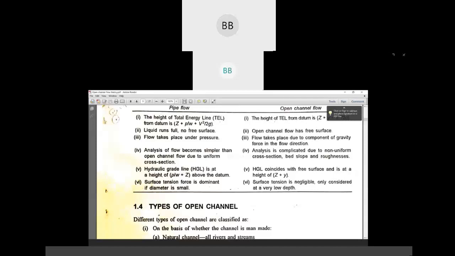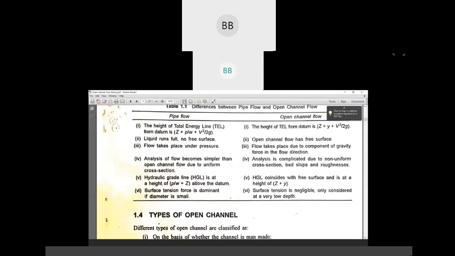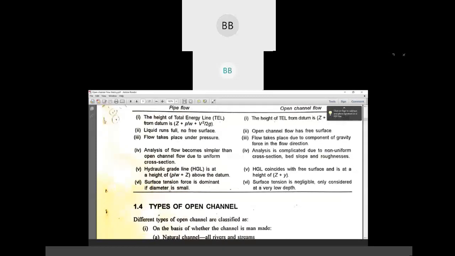Definitely the hydraulic gradient line is the same, but the potential energy head is P by W here, and for open channel it's Z plus Y. So that is the only difference. Surface tension force, that we have already discussed, we consider in pipe flow, whereas in open channel that surface tension we mostly neglect. Here it's written, only considered at a very low depth. When the depth of flow in the open channel is very low, then we consider surface tension. Otherwise, we neglect that surface tension.